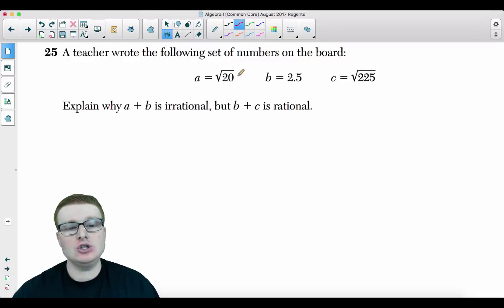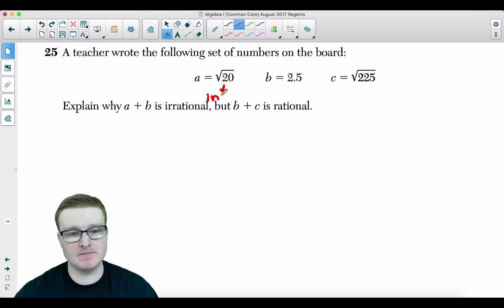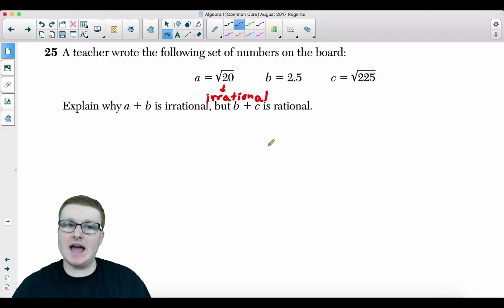Okay, so let's take a look at letter A. Letter A is equal to radical 20. Well, radical 20 we know is irrational. The reason why it's irrational is for the sole fact that if you take the square root of a prime number, that is going to be an irrational number.